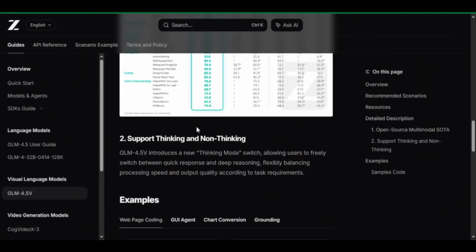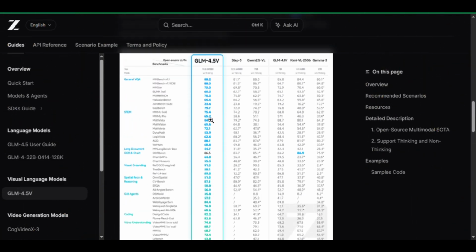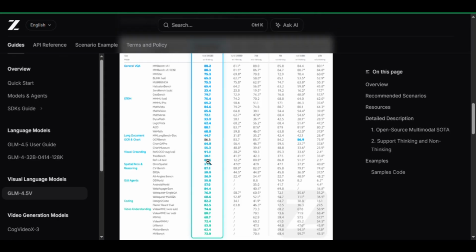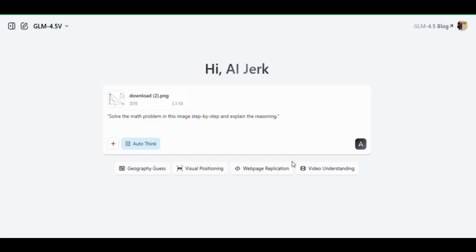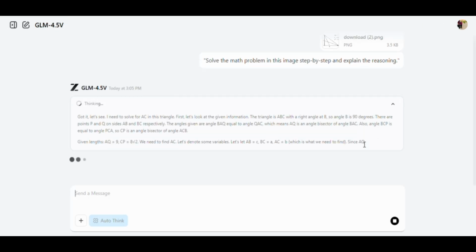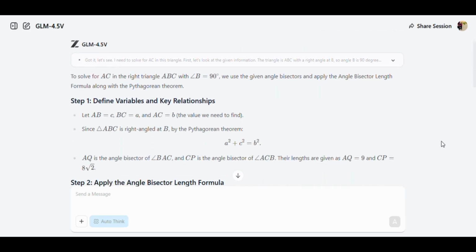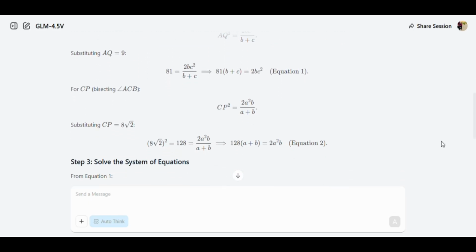So that's the GLM 4.5V, a beast of a visual reasoning model that's changing how we work with images, videos, and documents. I sent it a picture of a geometry question and gave the prompt: solve the math problem in this image step by step and explain the reasoning. It wrote the full solution with formulas, diagrams, and explained each step like a teacher.